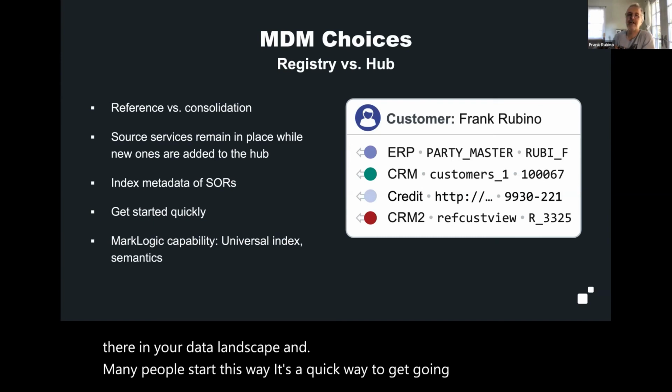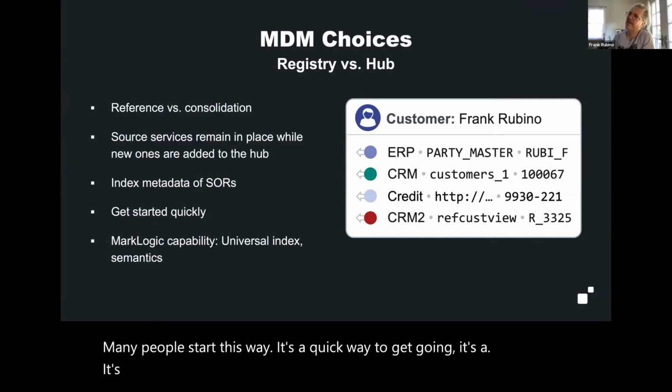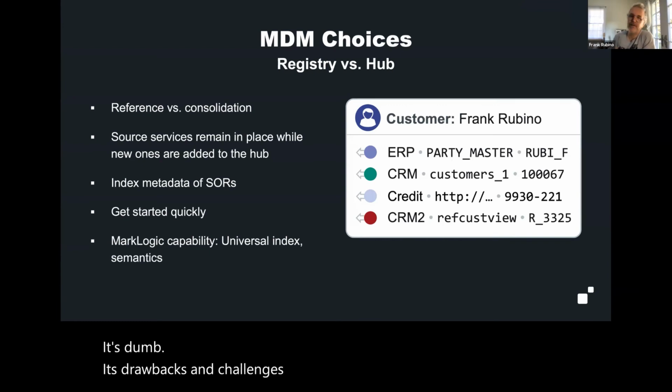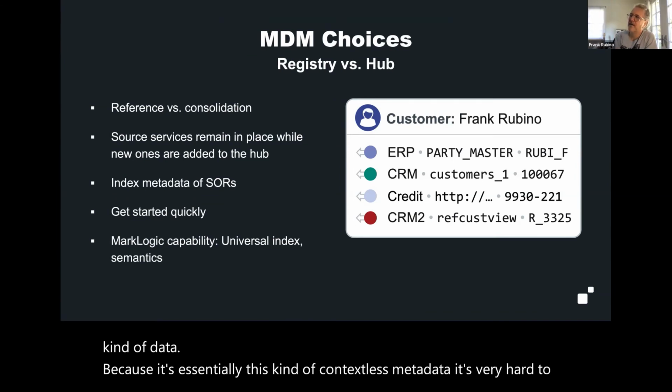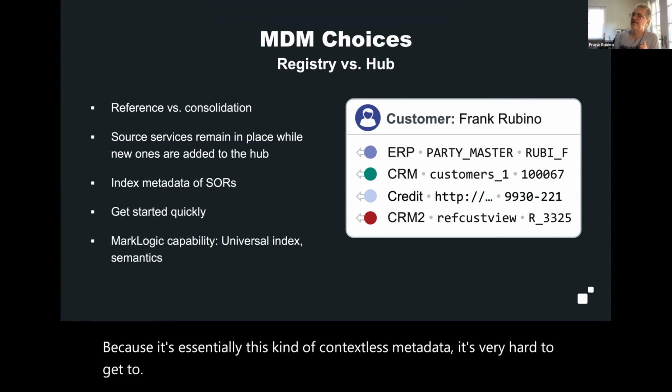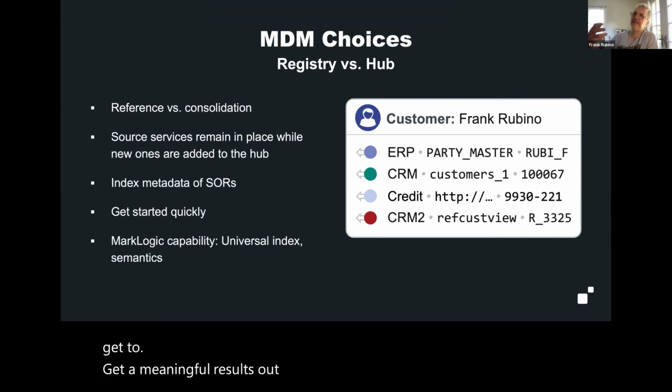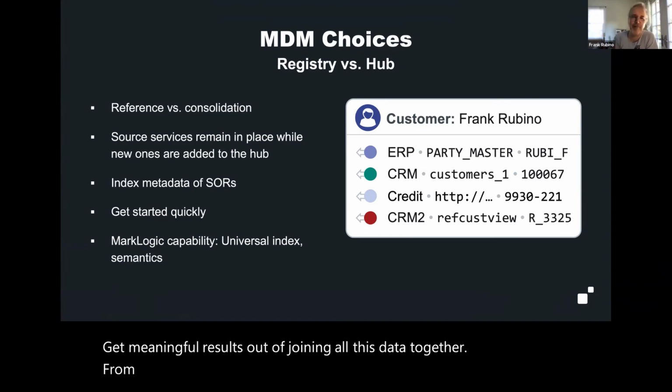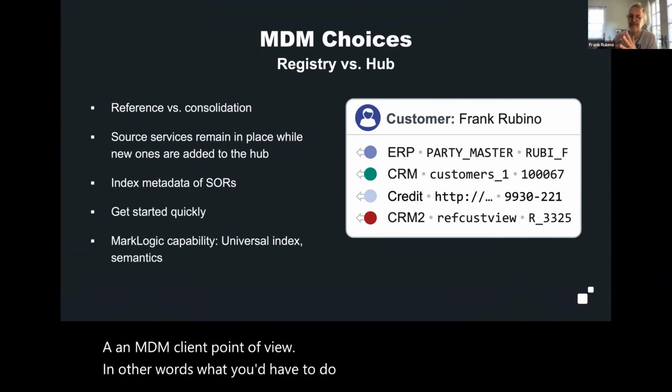Its drawbacks and challenges are that it's sometimes difficult to query this kind of data because it's essentially contextless metadata. It's very hard to get meaningful results out of joining all this data together, from an MDM client point of view. In other words, what you'd have to do is you'd have to do this joining.